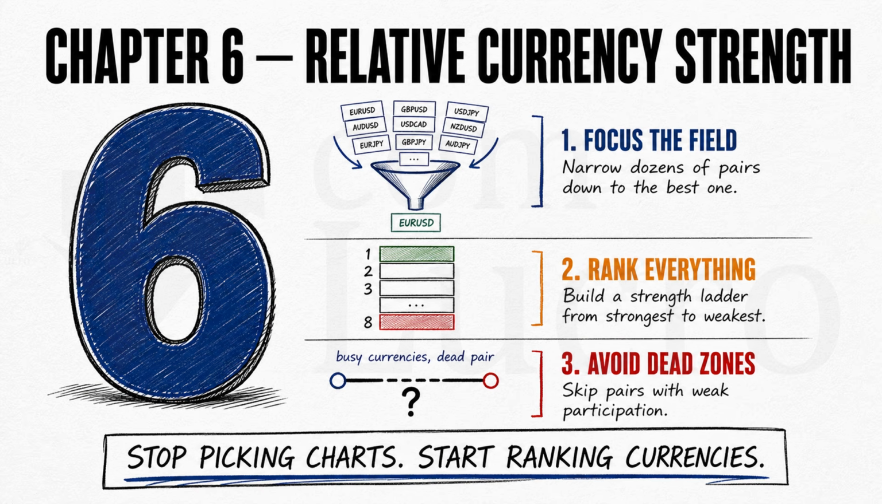By the end of this video, you'll know how professionals cut a full screen of charts down to one obvious candidate. Why the real question is never which chart looks good, but which currency is strongest and which is weakest. And why a pair can sit completely flat all day, even when both of its currencies are having the busiest session of the week. That last one catches almost everybody.